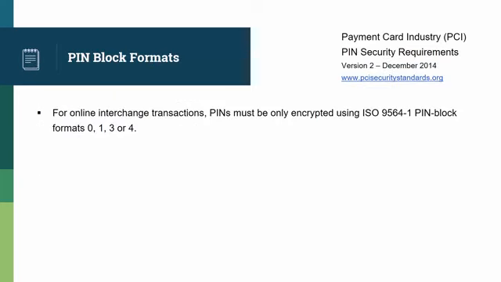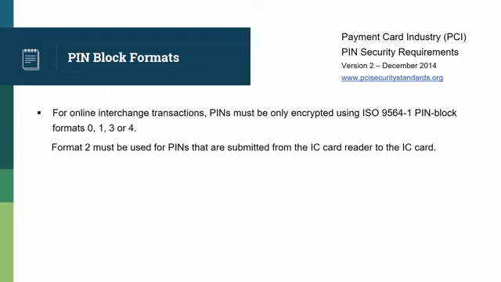A PIN value is never encrypted on its own. It's always placed in a PIN block, and the allowed formats are specified by PCI DSS. The requirement is as follows. For online interchange transactions, PINs must be only encrypted using ISO 9564-1 PIN block formats 0, 1, 3, or 4. Format 2 must be used for PINs that are submitted from the IC card reader to the IC card. So format 2 is for offline PIN, and the other ones can be used for online PIN.